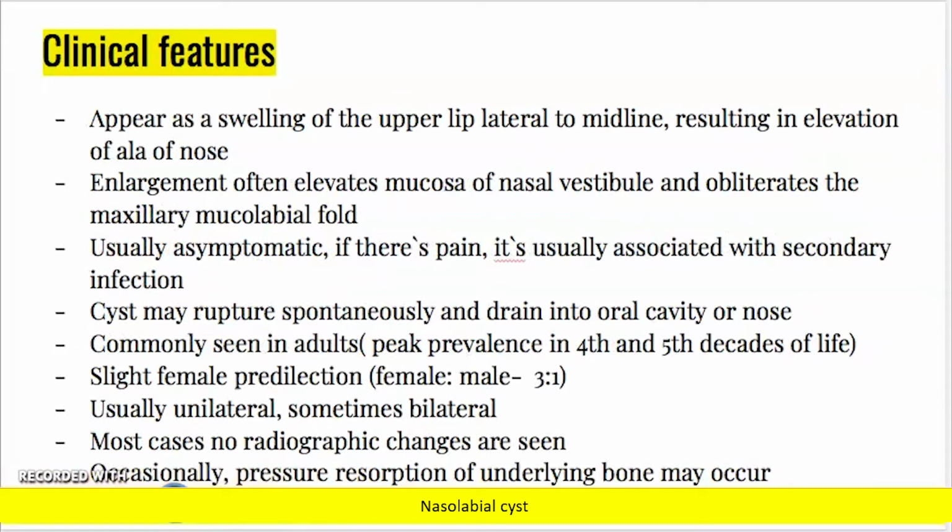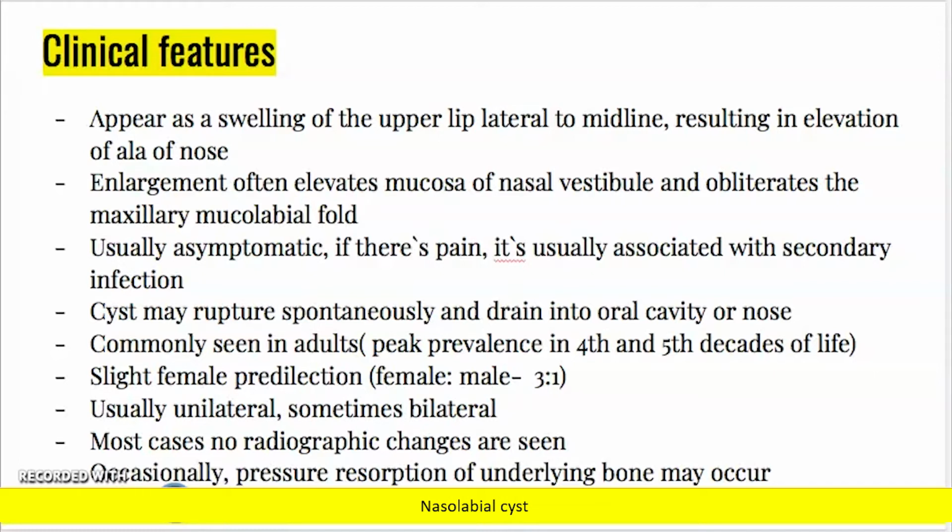So what are the clinical features of nasolabial cyst? Nasolabial cysts appear as a swelling on the upper lip lateral to the midline, resulting in elevation of the ala of the nose. The enlargement often elevates the mucosa of the nasal vestibule and obliterates the maxillary mucolabial fold. The lesion is usually asymptomatic, but if there's pain, it's usually associated with secondary infection.